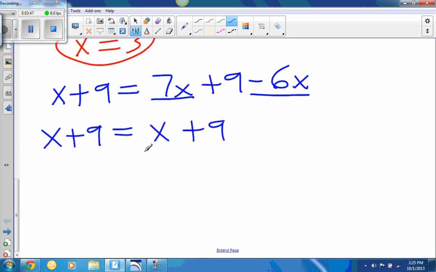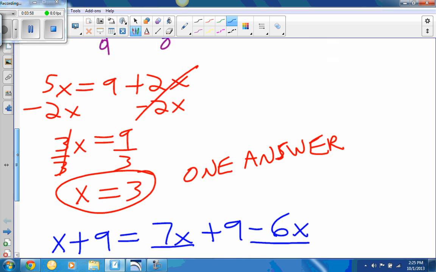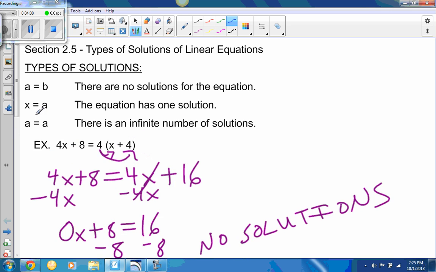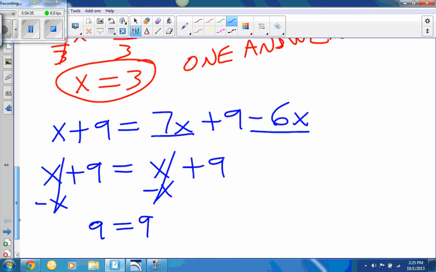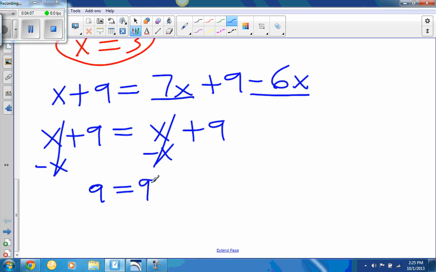All right, so now I'm going to minus my x, and I'm going to minus my x, and that gives me 9 equals 9 left. So if you go back up here and look, when I have the same thing on both sides, a equals a, there is an infinite number of solutions. So when I have 9 equals 9, there is an infinite number of solutions. That means you can't count how many solutions there are. It's infinite.